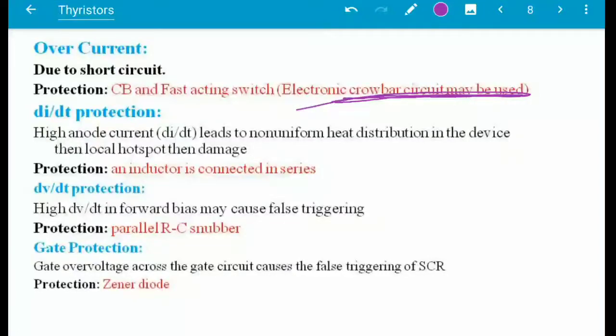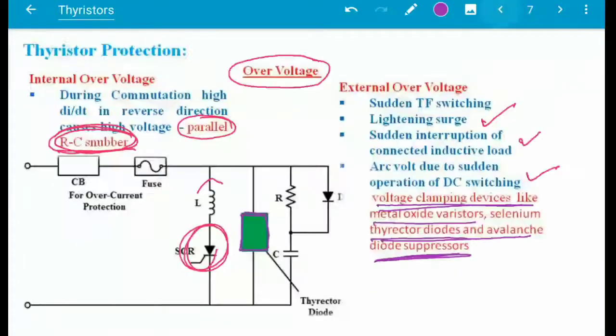The next one is di/dt protection. High anode current di/dt leads to non-uniform heat distribution in the device, and then a local hotspot will arise and it will damage the device. So for this type of protection, we have to use an inductor connected in series. So here this one is for di/dt protection.